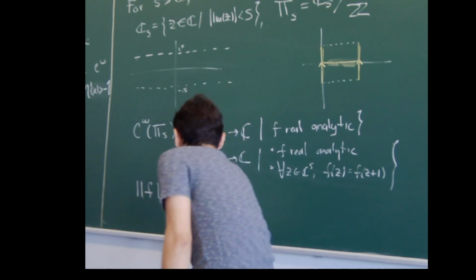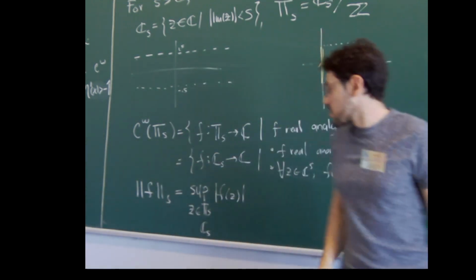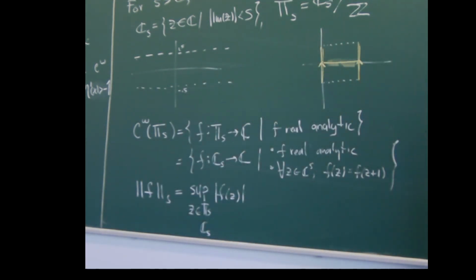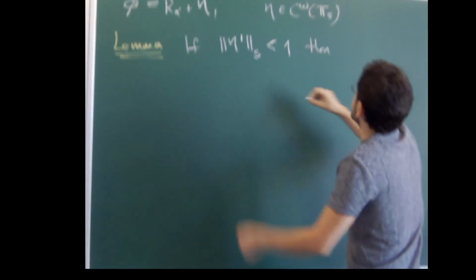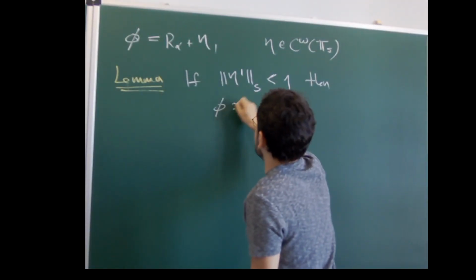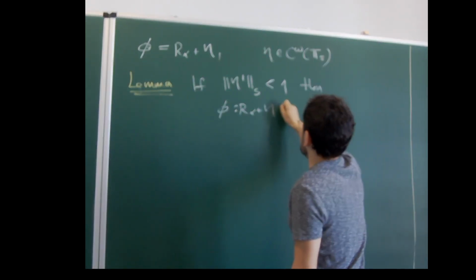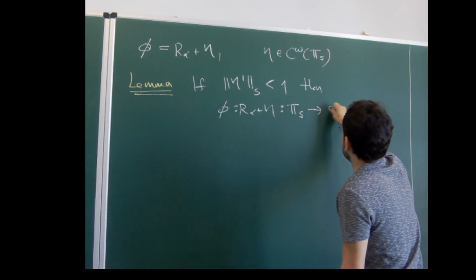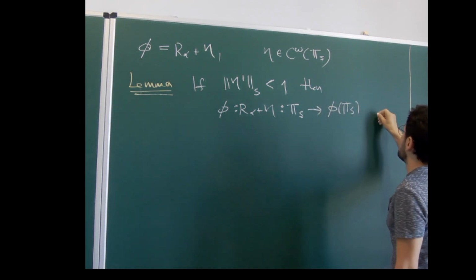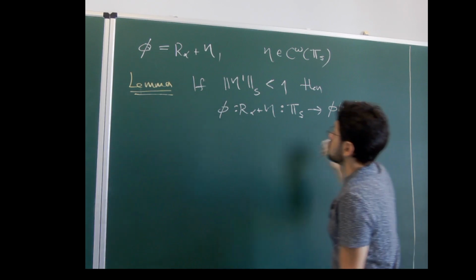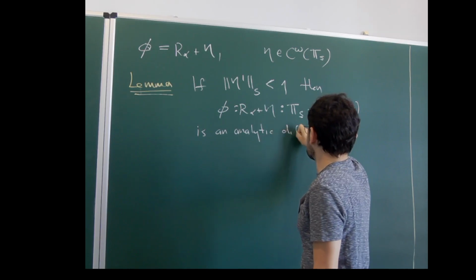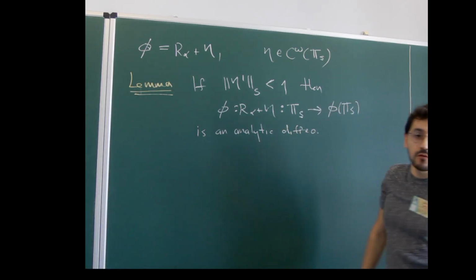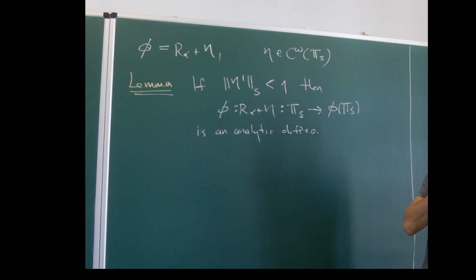So this will be TS or CS, whatever you are thinking of. If I assume that the derivative of this function in this domain is smaller than 1, then I will have the same thing, and I can see this function phi going from here onto its image as an analytic diffeomorphism. Okay, this time from some complex domain to some complex domain.